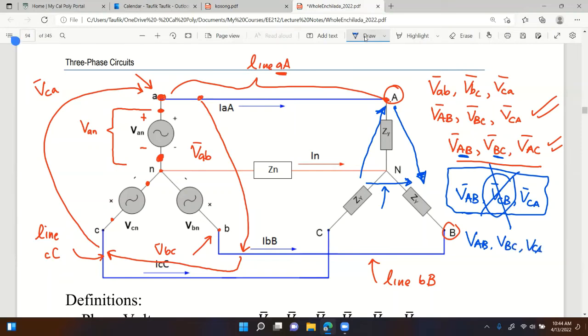Again, don't get this confused with the positive sequence, negative sequence. That's separate. It doesn't matter if it's positive sequence or negative sequence. The three voltages would always be the same. They would always be VAB, VBC, VCA, regardless of whether this is positive or negative sequence.